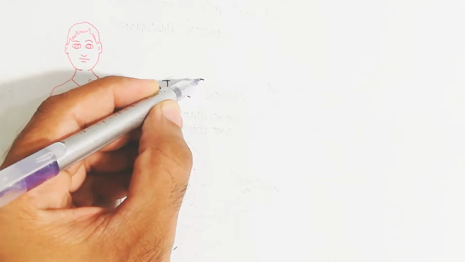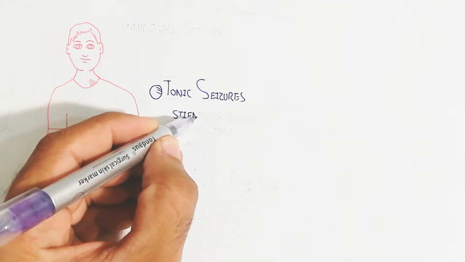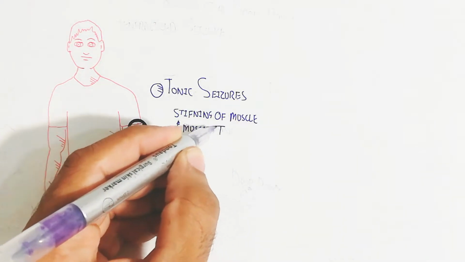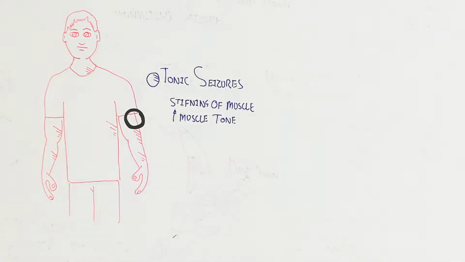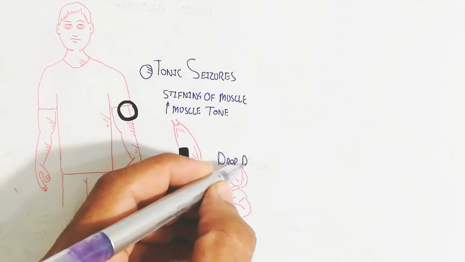So in this way, here is the tonic seizure. The epilepsy type, the tonic seizure, is a generalized seizure which leads to stiffening of muscle. Muscle tone will be increased, which will lead the person to drop down suddenly.